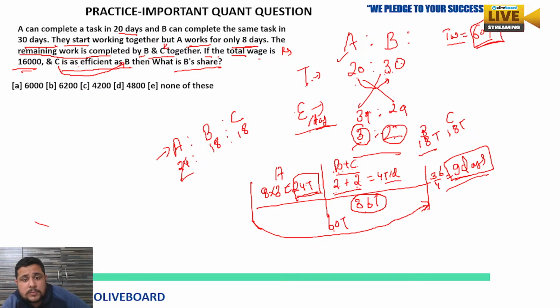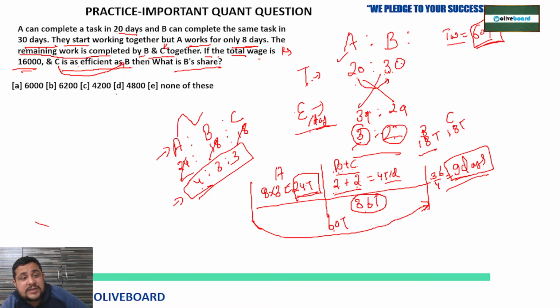So now, if we check the ratio, by 6 you can cancel, 4 is to 3 is to 3. So this is the ratio in which the amount will be distributed. The wage amount which is given, 16,000, will be distributed among A, B, C. So 4x will be the amount of A, 3x will be the amount of B, 3x will be the amount of C. So 4x plus 3x plus 3x, total 10x, equal to 16,000.